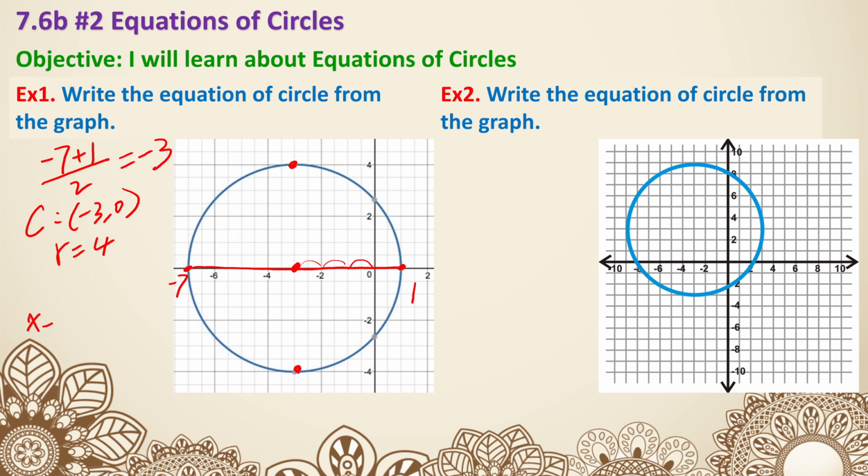x plus 3, because it's a -3, so I need the opposite, squared. My y is y minus 0, which is just y squared. My radius is 4, square that, it is 16. There's my equation for example 1. And now I'm going to ask you to pause here and try example 2 and example 3. Then you can come back for example 4.